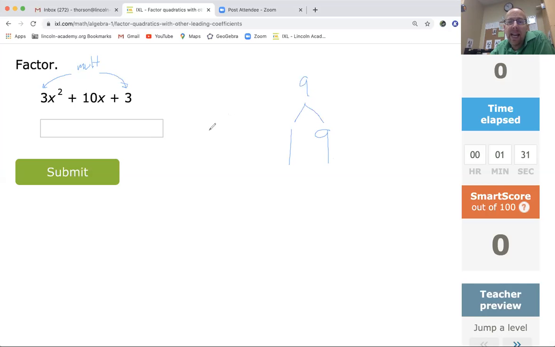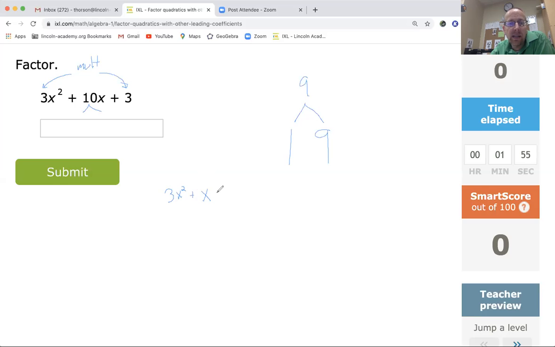We're going to break this 10x into a 1x and a 9x. Don't forget the x's. So I'm going to break this into 2 terms. I'm going to write the first term, that 3x squared. And then I'm going to break that 10x. It doesn't matter which you do first. You can do the 1x or you can do the 9x. So I'm just going to do the x, or 1x.